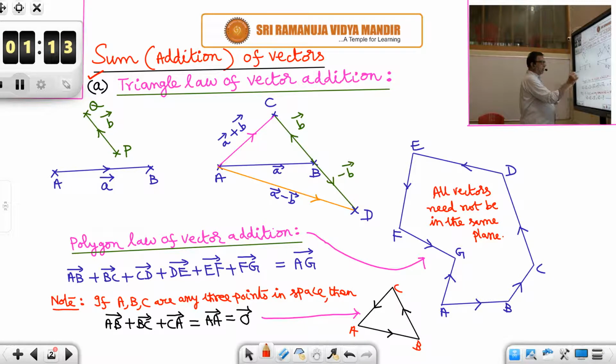Suppose AB bar is A bar. See, I have shown it here in the diagram. So A bar is equal to AB bar. You know that any vector is represented by a directed line segment. So for small a bar, A is the initial point, B is the terminal point. Similarly, B bar here is PQ bar, where P is the initial point and Q is the terminal point.